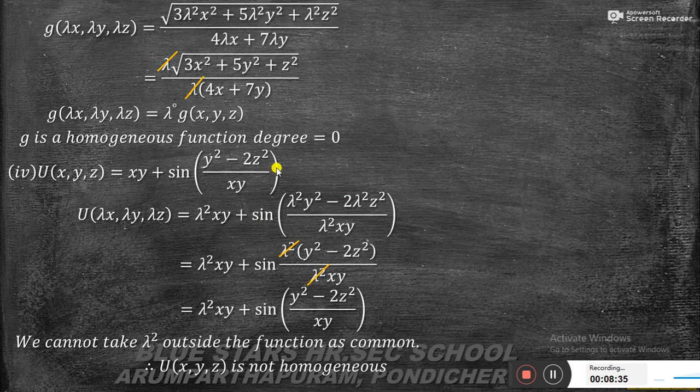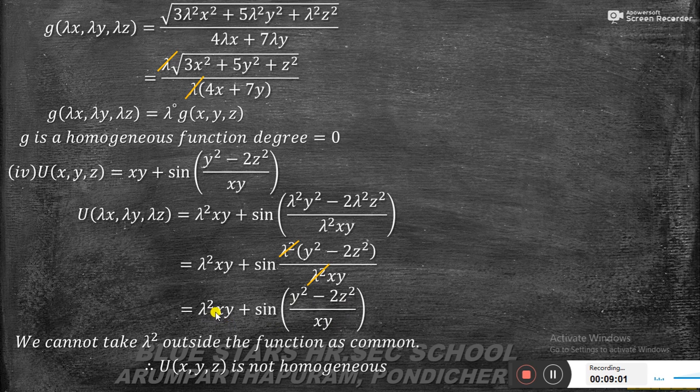minus 2 into z square, meaning lambda z whole square, by x is lambda x, y is lambda y. So therefore lambda square xy plus sine of, you write it, lambda square is common, I take outside. So lambda square into y square minus 2z square by, we write lambda square into xy, lambda square cancelled. So we write y square minus 2z square by xy.